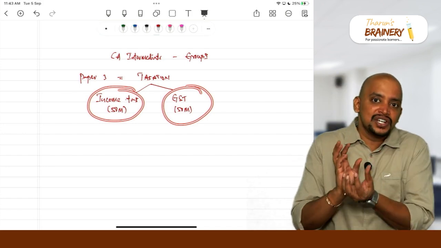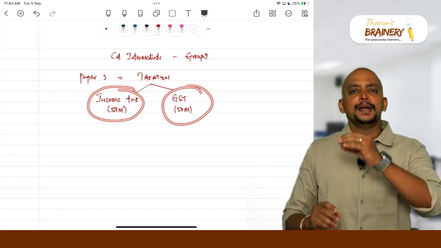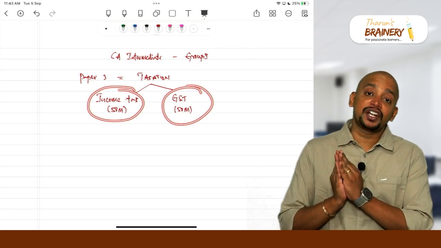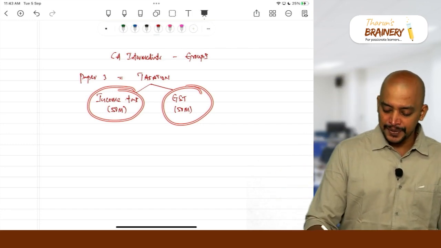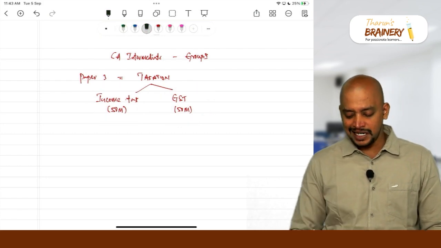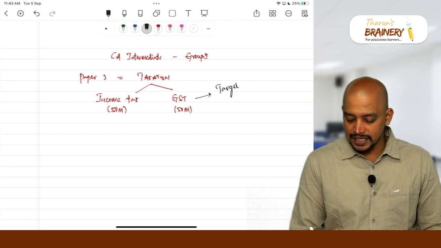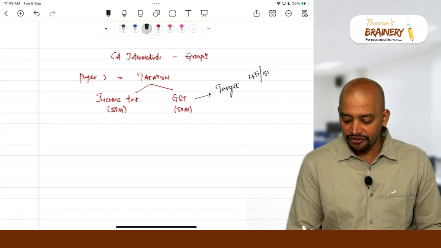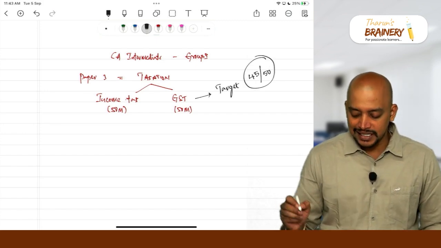So in the GST portion, for 50 marks, our target should be minimum 45. The target should be 45 out of 50. So how much should you be targeting in GST? In GST, the target should be 45 out of 50. That should be the target, and not less than that.